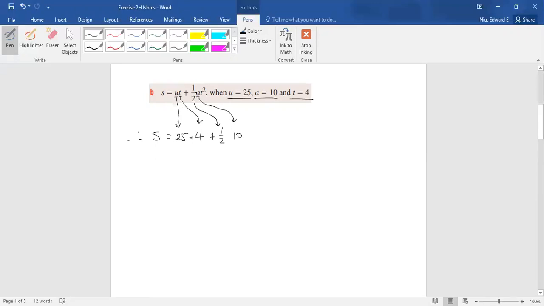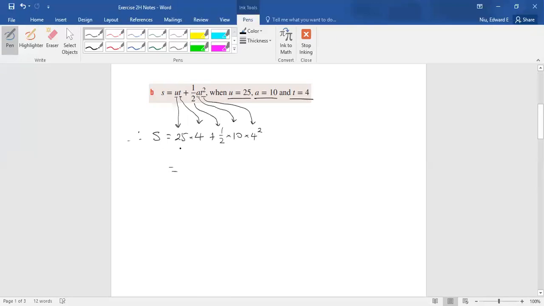And remember, when you have two terms next to each other, or a number and a pronumeral next to each other, here we've got a fraction, same deal. There's a secret little times in between. So this is half times 10, and then the T squared, well, T we know is 4. We put the square on top, and because it's next to the A, we put a secret times in between.